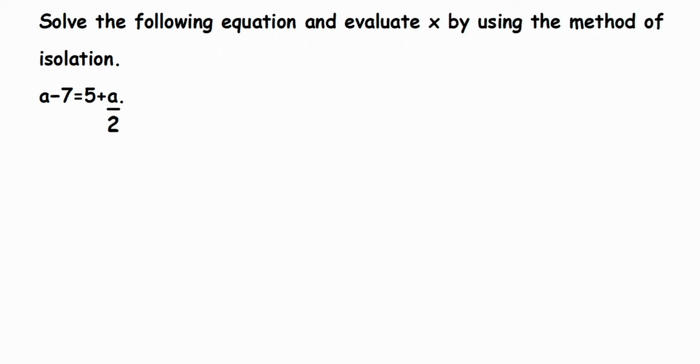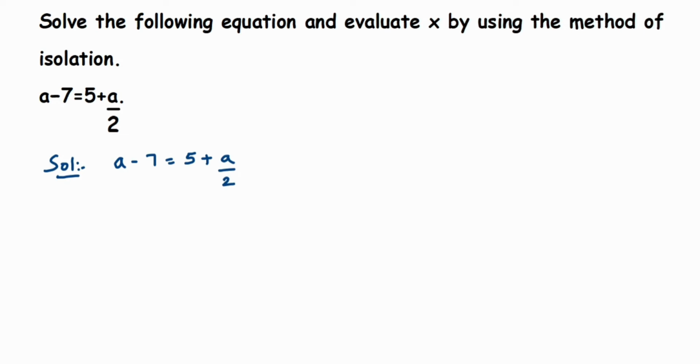Let's start solving. The balancing method means whatever we add, we have to add or subtract on both sides of the equation. The same goes for multiplication and division. So the given equation is a minus 7 is equal to 5 plus a by 2. Our main aim is to bring the variables to one side and the constants to the other side.